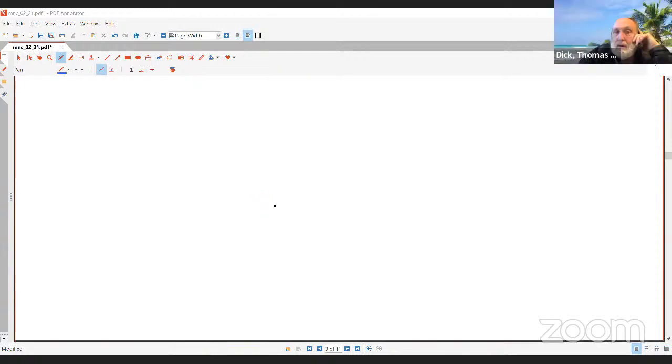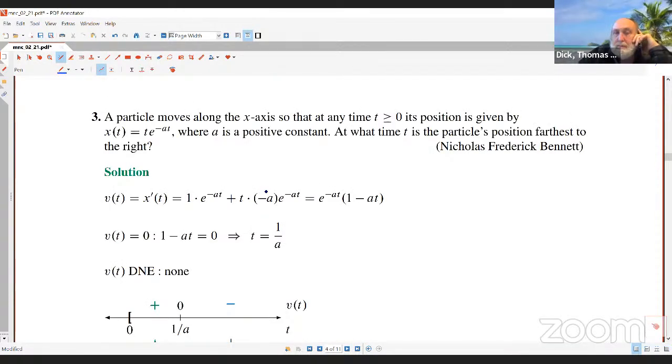All right, this problem was posted by Nick Bennett, and this is a nice problem that involves particle motion. We haven't seen too many of those on the Facebook page, at least I haven't. It's got a nice AP calculus twist in here, because it's got this extra variable: a is a positive constant. So we have a particle moving along the x-axis, so that at any time t greater than or equal to 0, so we've got a domain here, its position is given by this function, x of t. And we're told that a is a positive constant.